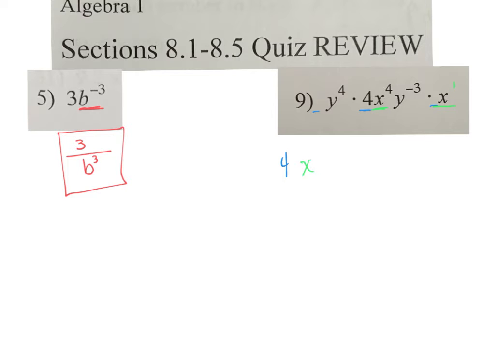So we have x, and we are going to add that 4 and that 1. And then for our y's, we have a y to the 4th and a y to the negative 3rd. So we would have 4 plus negative 3. And so for our final answer for this one, we would have 4 x to the 5th, y to the 1st power.